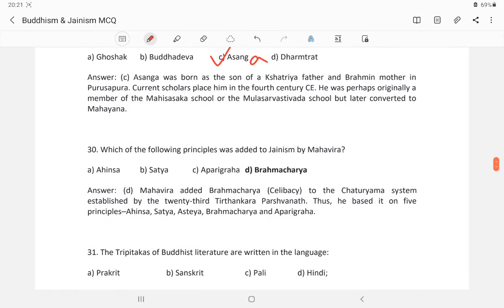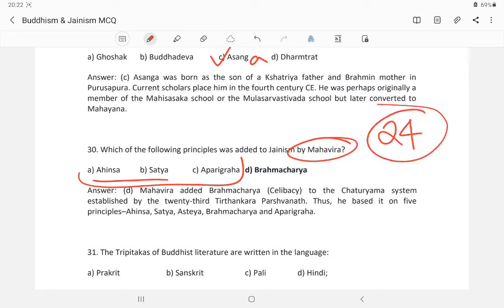Which of the following principles was added to Jainism by Mahavira? Ahimsa, Satya and the others were already there in Jainism before Mahavira, the last Tirthankara. He added one more, the fourth principle, that is Brahmacharya, meaning celibacy, control of sexual desire.